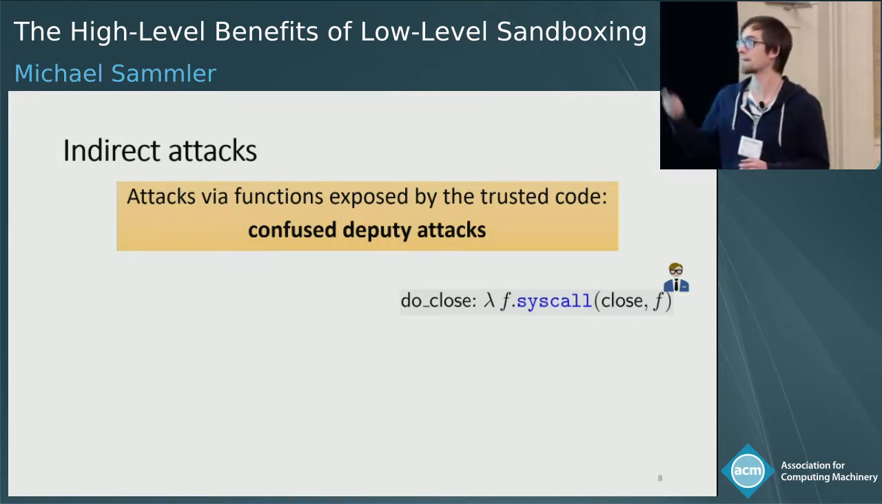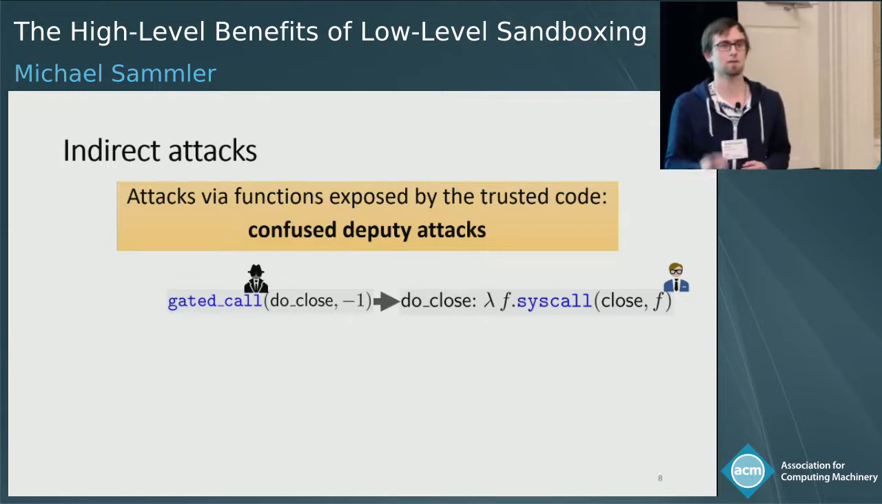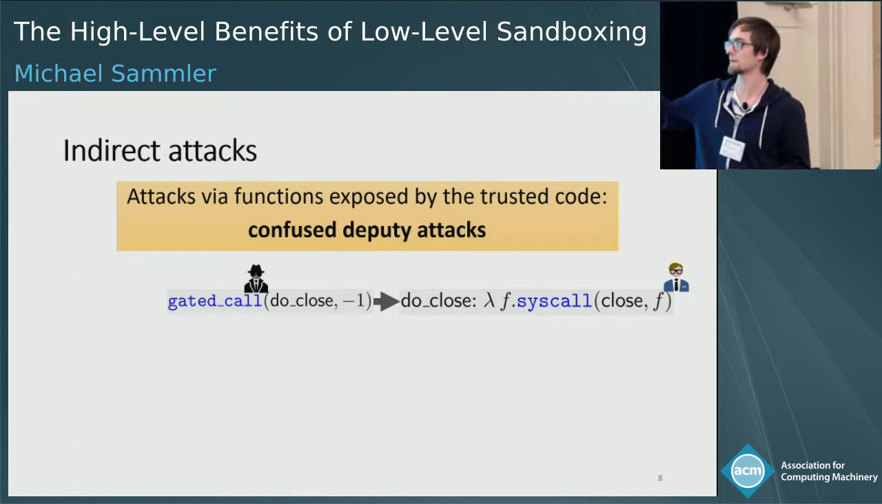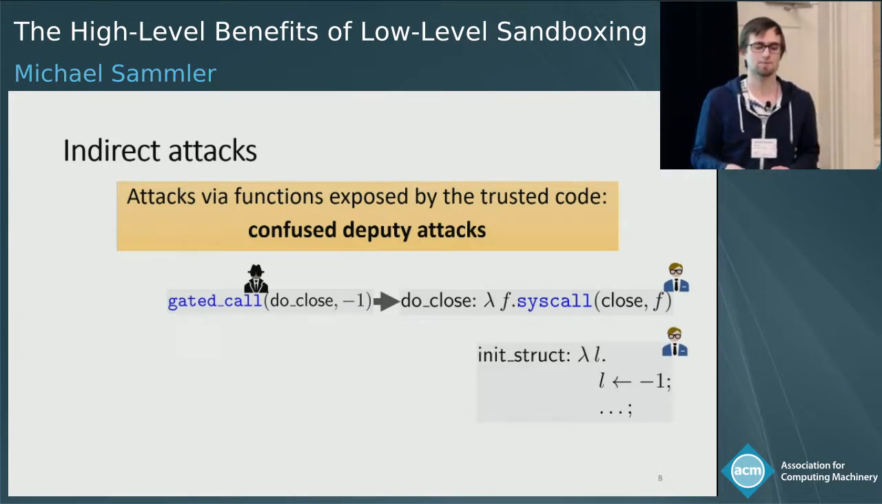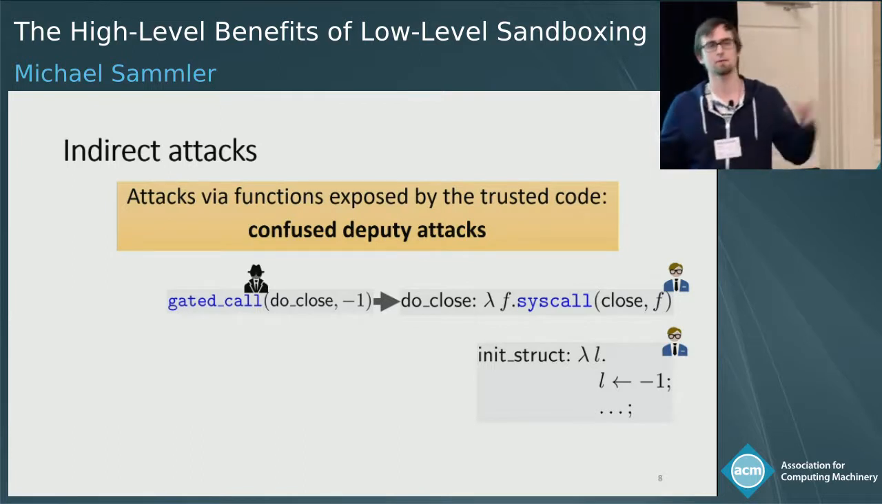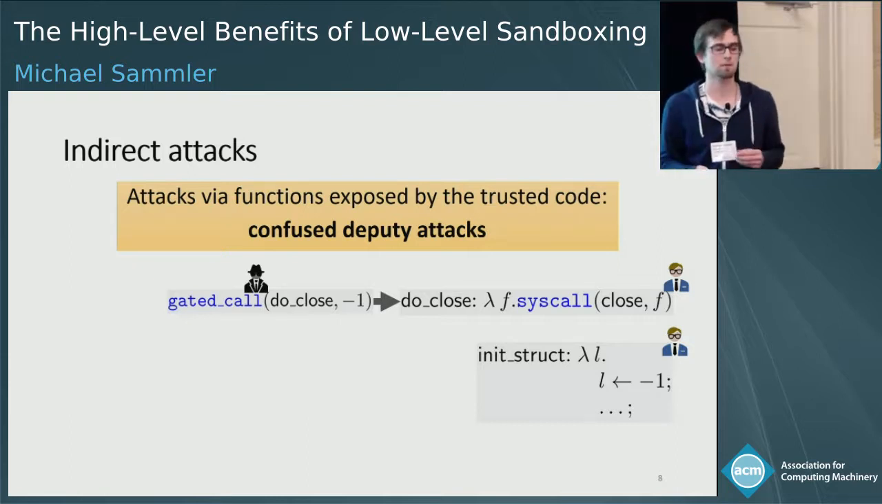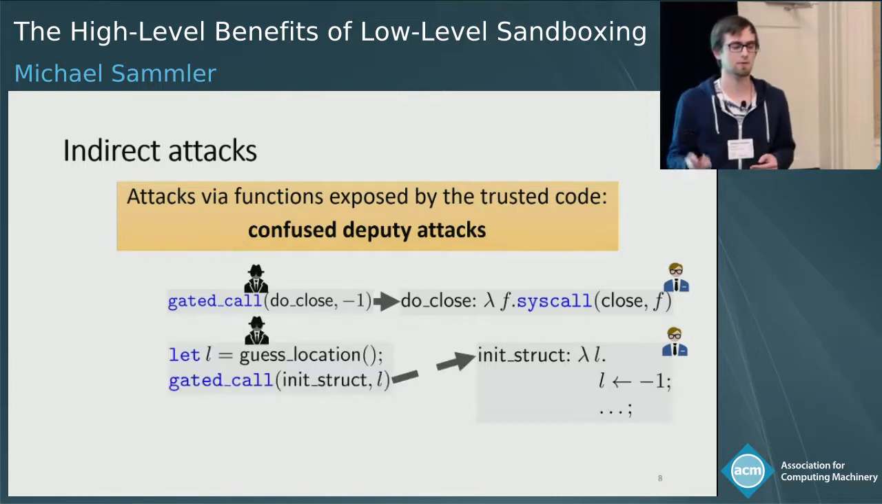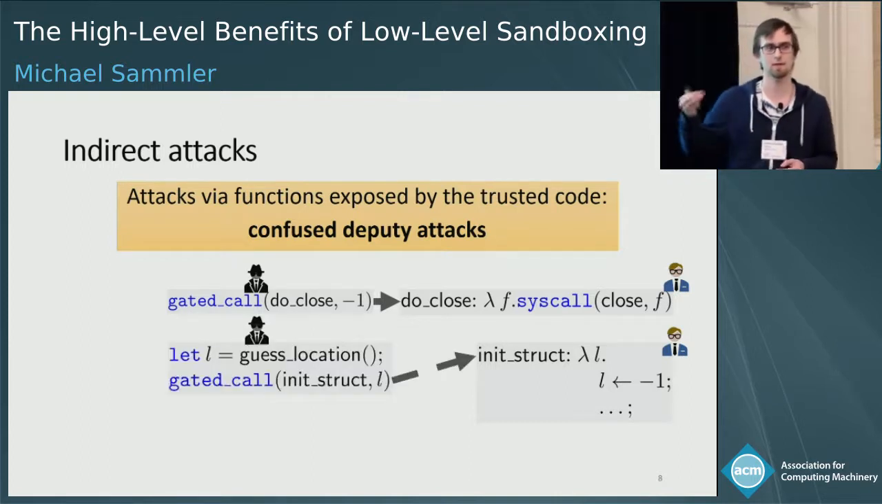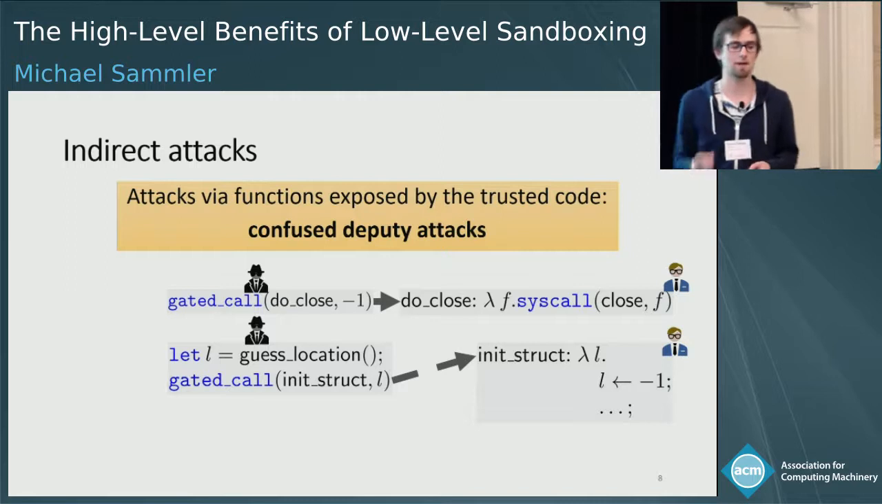However, if it's done naively, like here, this opens the trusted code to attacks, where the untrusted code can call this doClose function with a bad file handler and use this to violate safety. Also, the trusted code might have a function to initialize the struct somewhere in memory, which is a very commonly found pattern in low-level languages. And if the trusted code exposes such a function to the untrusted code, it can again attack the trusted memory by passing a bad location.